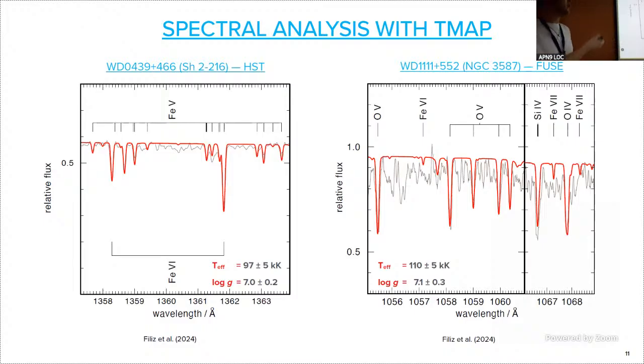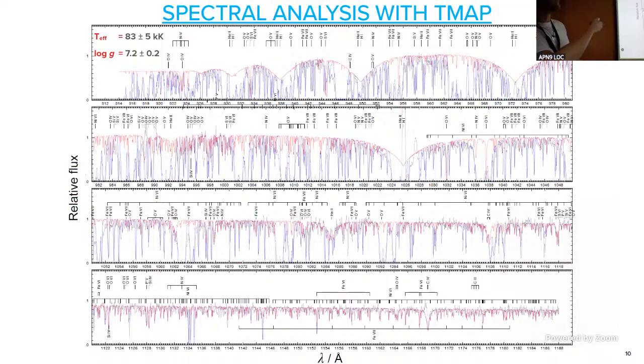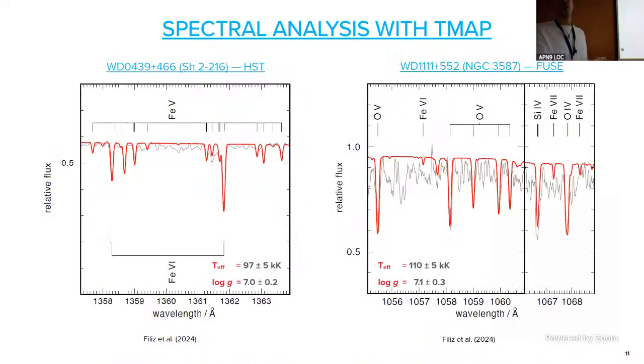And for log g, as you saw here, the ISM lines heavily dominate the UV spectrum. Therefore, we also need optical spectra to constrain log g tightly. So now, our results.